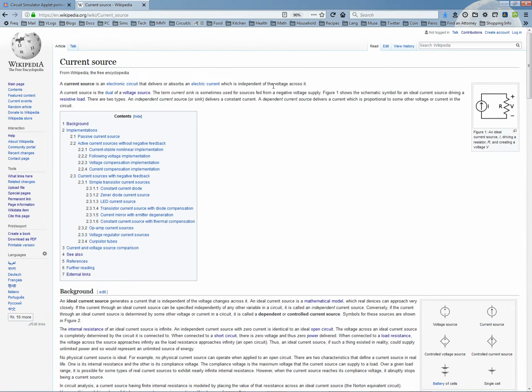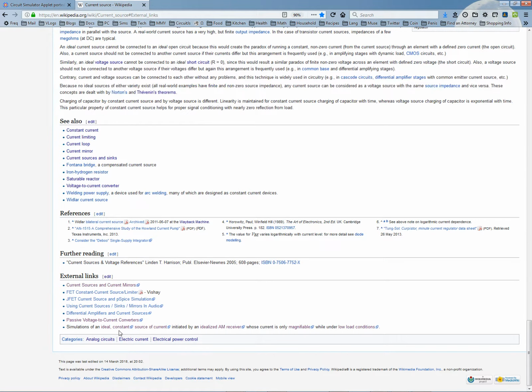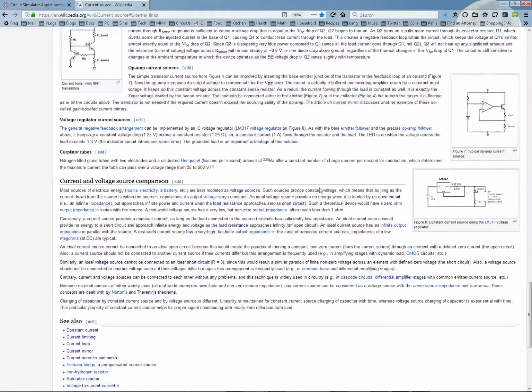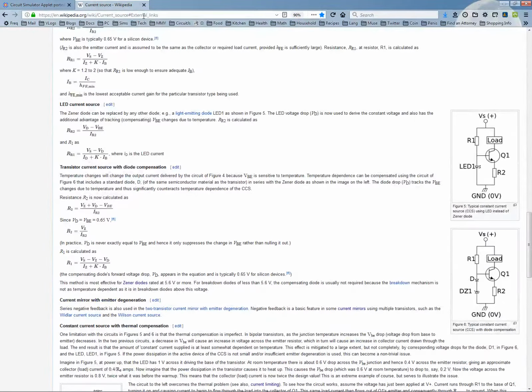Now here's a Wikipedia article on current source. This is a very vital article, and I actually put some external links at the bottom, and nobody objects, so that's fine by me. I'll let you read it. I'm not going to highlight anything.